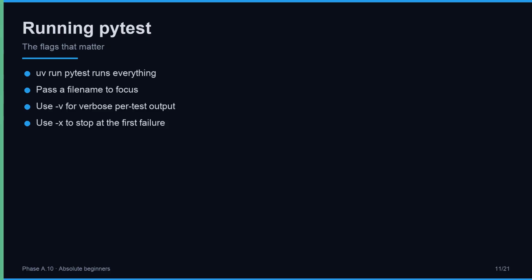Running pytest is one command, but the flags matter. run pytest with no arguments runs every test in the project. Pass a file name to focus on one file. -v switches on verbose output, which prints each test name and a pass or fail marker. -x stops at the first failure, so you can fix one thing at a time. The day-to-day loop is, write a test, save, run pytest -v, read the output, repeat. Flags matter.